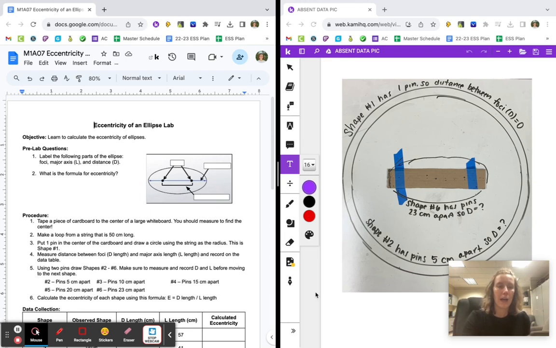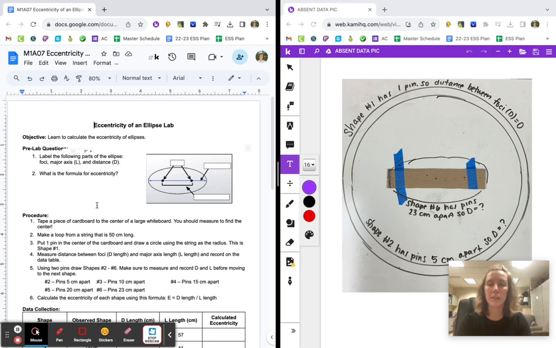So for this lab, you have a couple of pre-lab questions. You need to label the parts of this ellipse and then tell me the formula for eccentricity, which is in this lab. It's also on the assignment page. If you were in person, what we would do is work through this procedure.